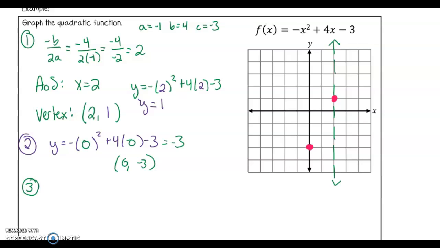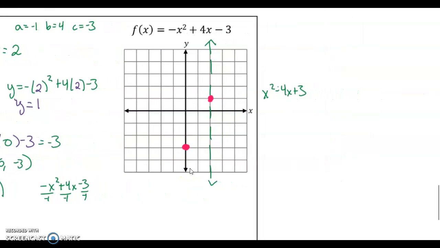Okay, step 3 says find the x-intercept by solving for x. So that's where we're going to factor. So let's go ahead and see if we can factor this equation. What I would do first is take a negative out of everything. So we have negative x squared plus 4x minus 3. If we factor out a negative, it's like dividing by negative 1. So we get negative, and then we have x squared minus 4x plus 3. That looks a lot easier to factor. So I'm going to jot this down, and we're going to go to the extra space out here to factor.